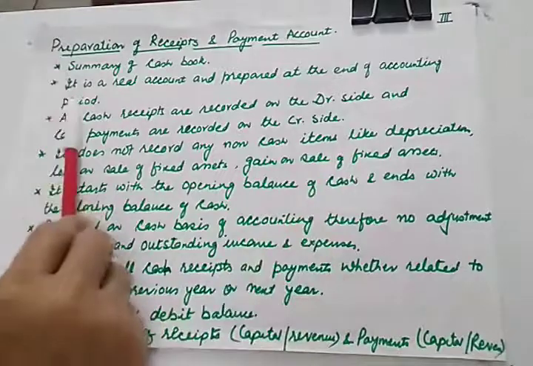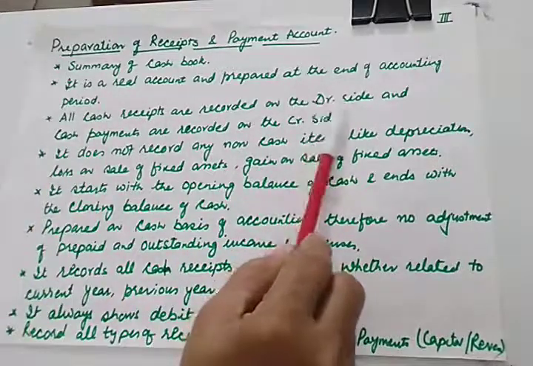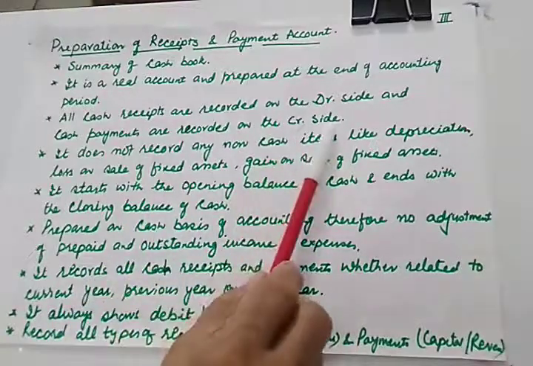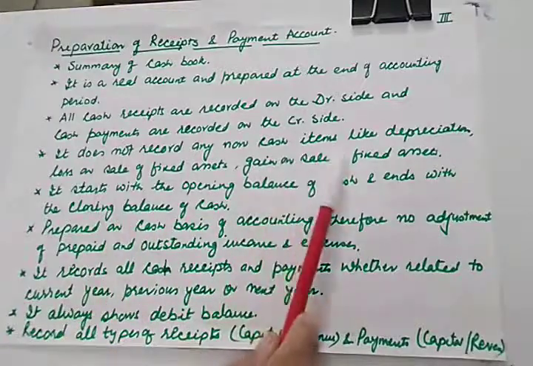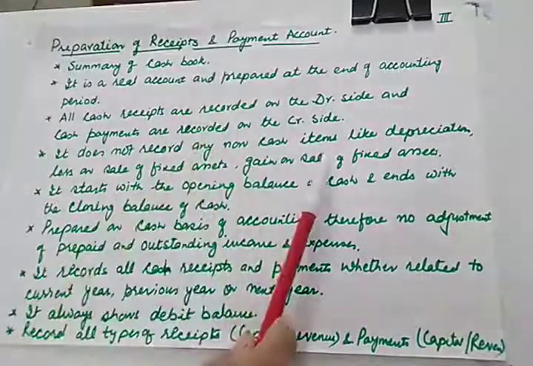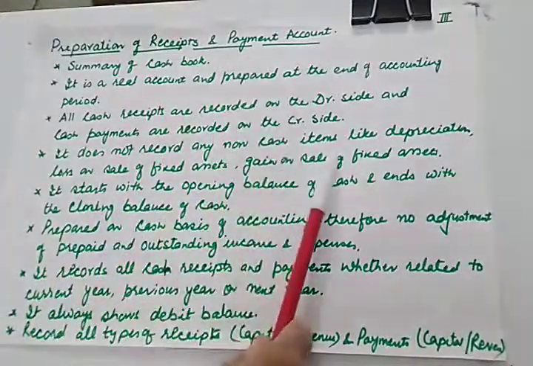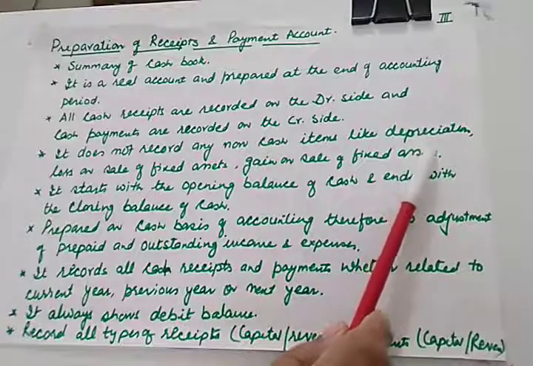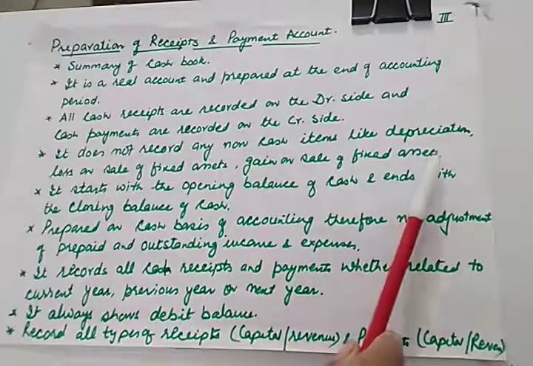So on the debit side of receipt and payment, all receipts will be recorded as we used to do in case of cash book, and cash payments are recorded on the credit side. It does not record any non-cash item because, as the name suggests, receipts and payments. So this is purely based on cash basis of accounting. So it ignores all non-cash items. Non-cash items like depreciation, loss on sale of fixed assets, gain on sale of fixed assets.